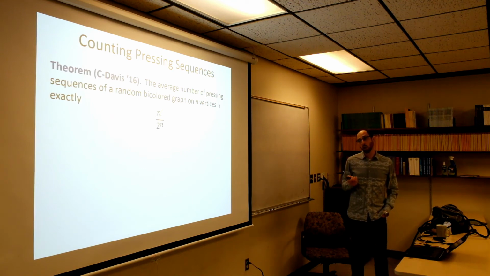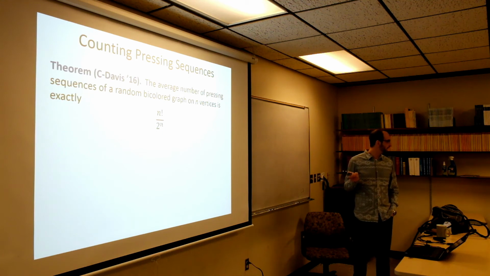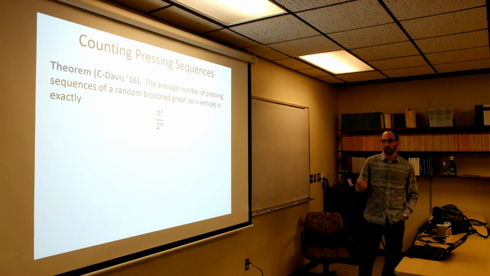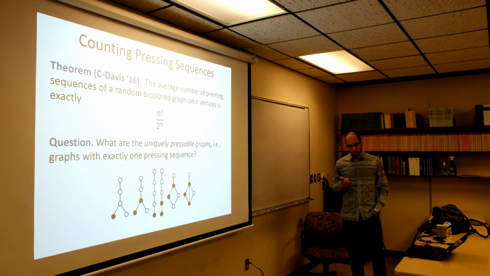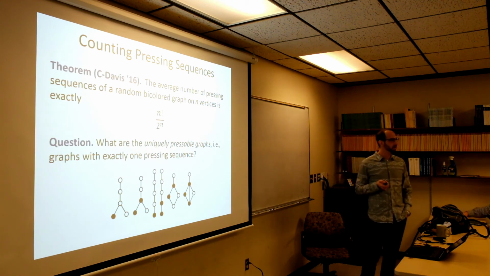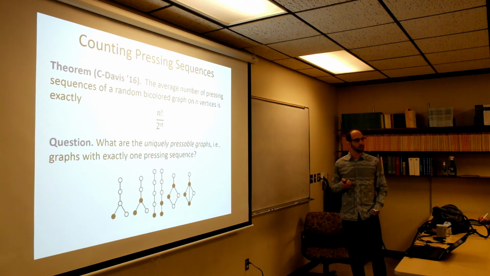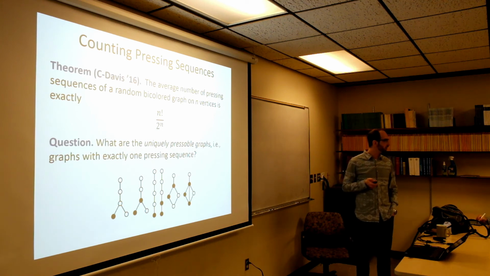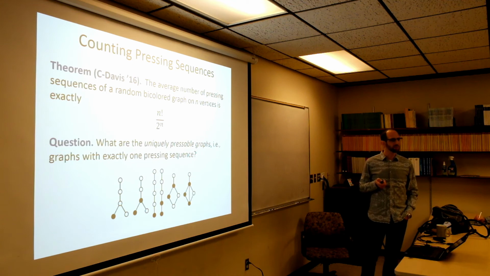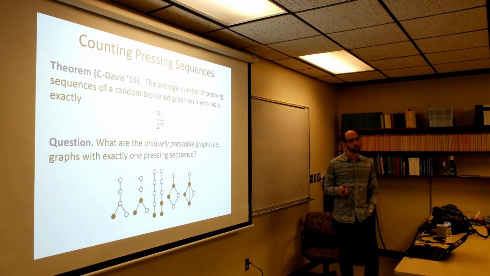We don't know how tightly concentrated it is around that. Some questions about that. There's something that came up as we were looking at the set of all... at this point we're starting to look at, okay, how can we list all of the pressing sequences of a graph? We'd like to understand it. We started discovering graphs that only had one pressing sequence. And at first, we knew of one right away.